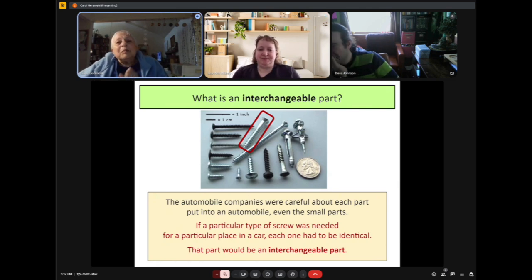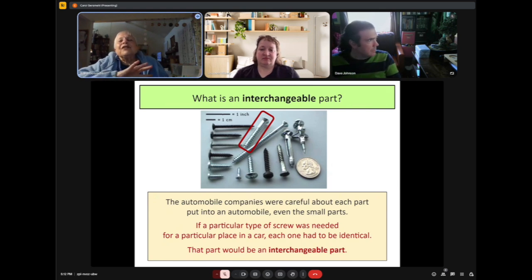First, just a bit about an interchangeable part. If you're going to put a screw into a particular part of your car, you want to have thousands and thousands of those screws, and they all have to be alike. They have to be interchangeable.